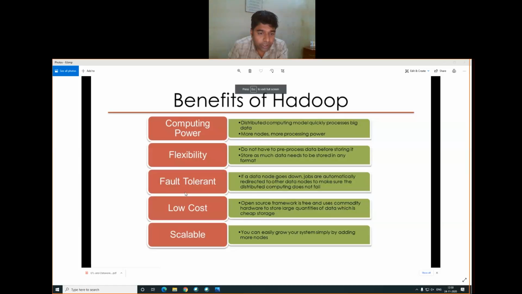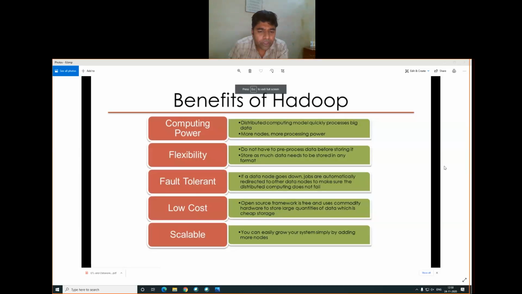Next, it provides fault tolerance. It means if a data node goes down, jobs are automatically redirected to other data nodes to make sure the distributed computing does not fail. That is basically the fault tolerance that you have discussed. We have discussed it already in computer networks also.